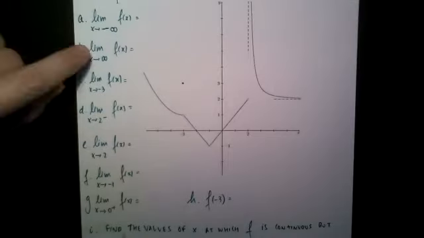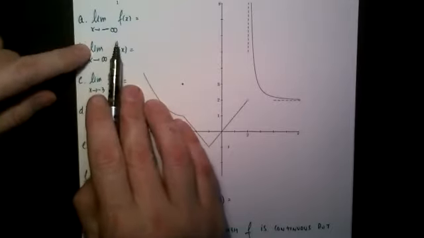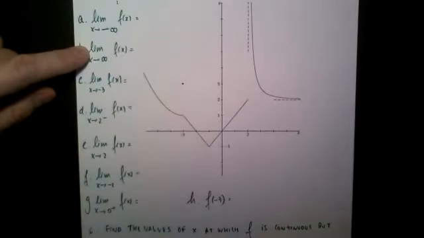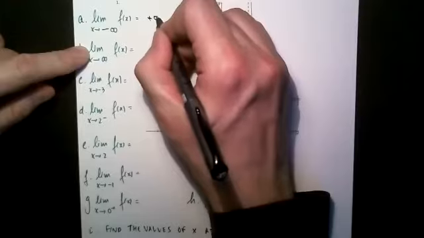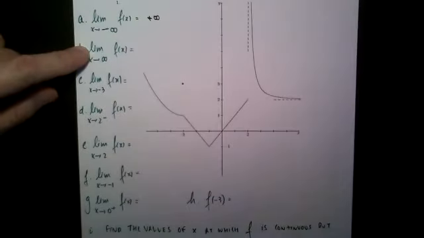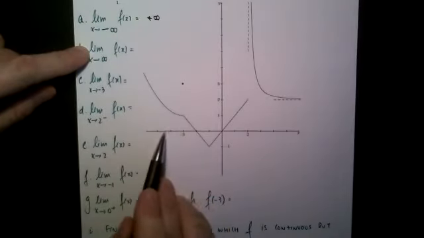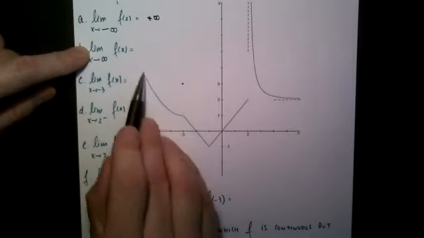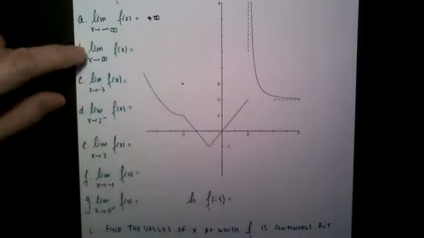Tell me, what's the limit as x approaches negative infinity? Positive infinity. Yeah, very good. Positive infinity, because if x is getting very, very small, you see the function is getting very, very high. So it's plus infinity. We understand this.